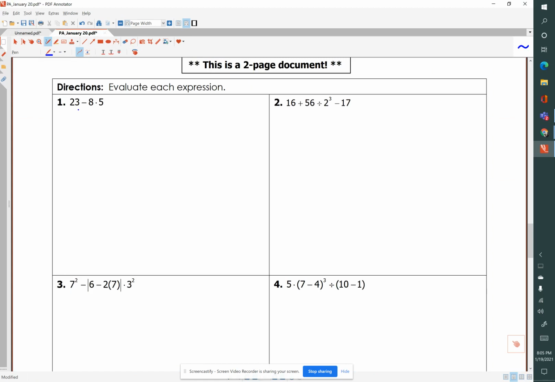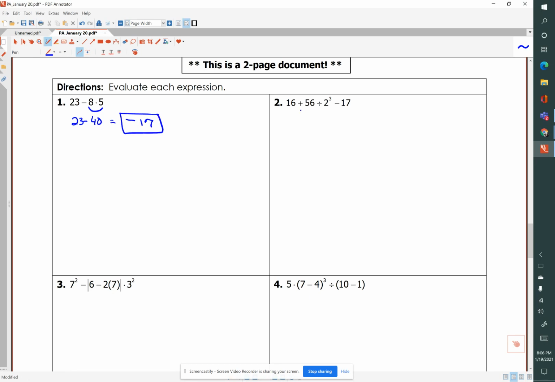So here we have subtraction and multiplication. Well, the multiplication is 8 times 5, which is 40. So now we have 23 minus 40. Remember, when we add integers or subtract integers with different signs, we ignore the sign, subtract, and take the sign of the number with the highest absolute value. In this case, the 40, so our answer will be negative 17.